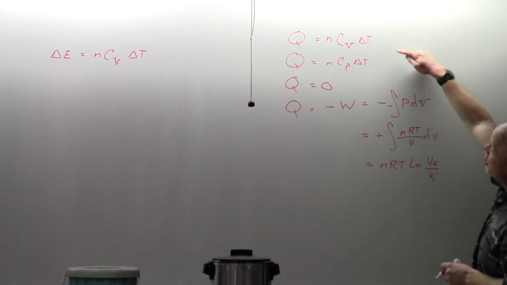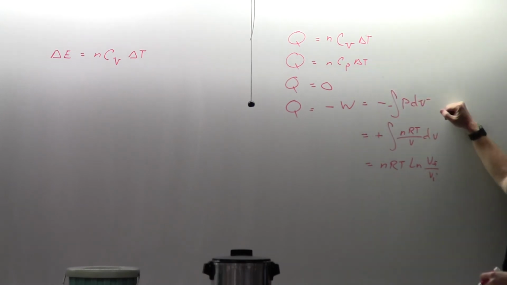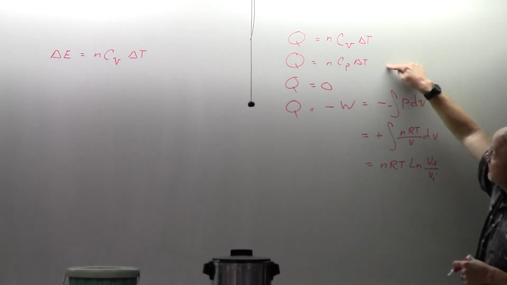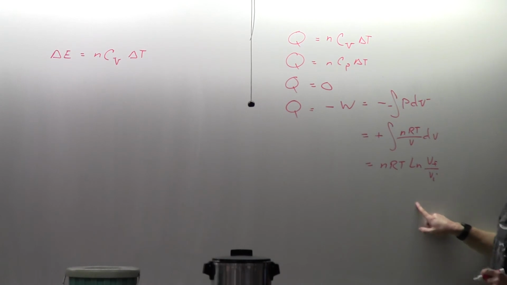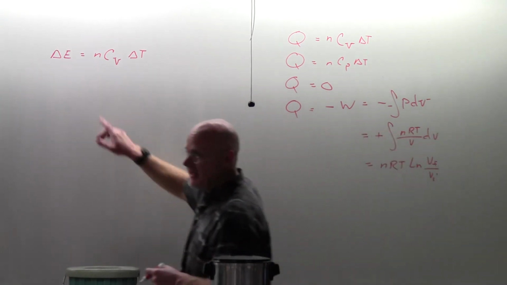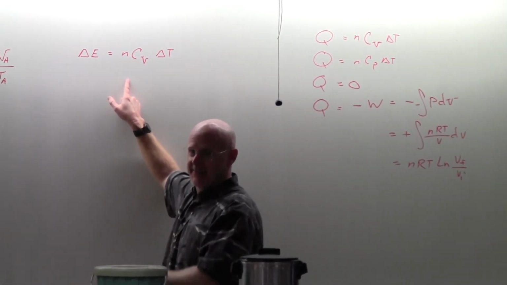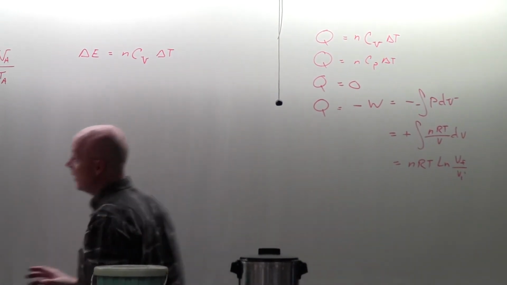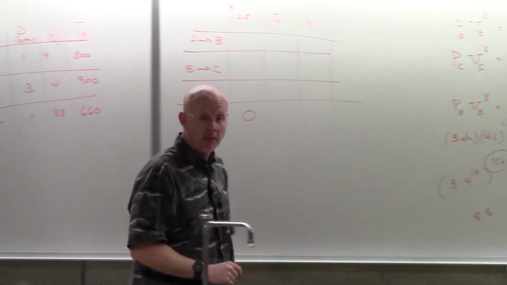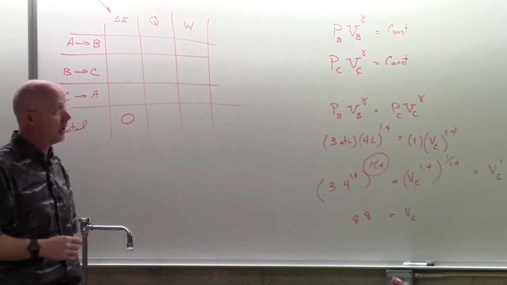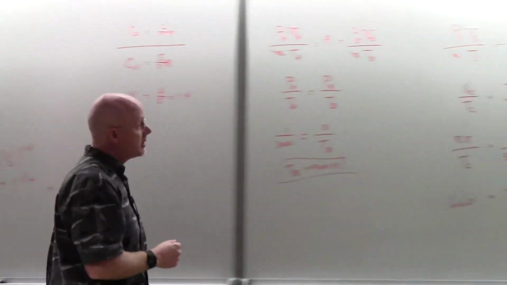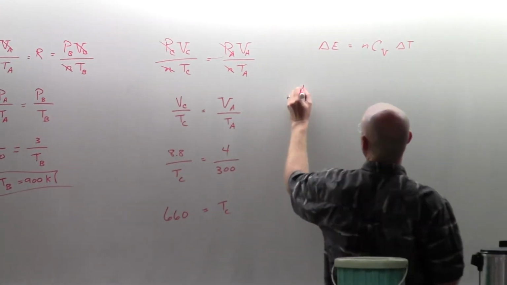Okay, so again, the Q depends on what process. Constant volume, constant pressure, adiabatic, isothermic. But the E does not. So we'll come back to those to fill in this in just a second. But I'm looking at this column because I have this. All right, so I will fill this in, but I will start with N.